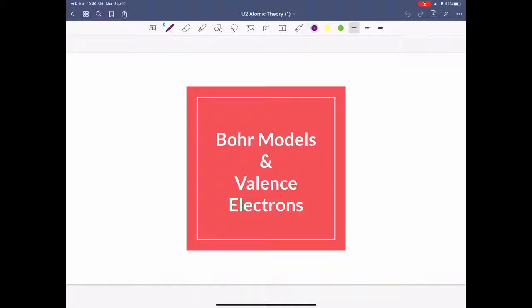Going right along with navigating the periodic table and understanding the properties of elements would be our Bohr models and valence electrons. As we talked about families, you also saw a lot of notes about valence electrons and outer shell electrons listed under the properties for each group.